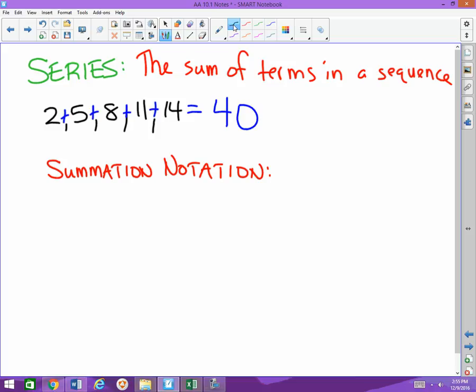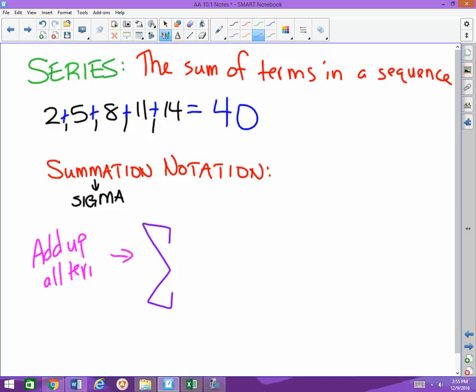Now, when they want you to find the sum of the terms rather than writing it all out, they will use summation notation, also called sigma notation, because sigma is a Greek letter of the alphabet. It is that. This symbol means add up all terms.